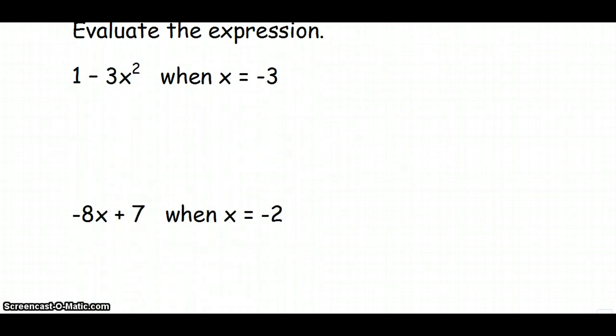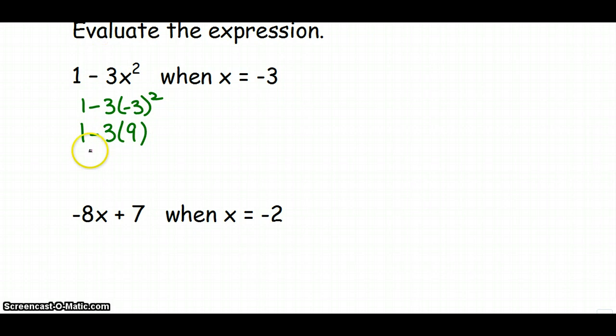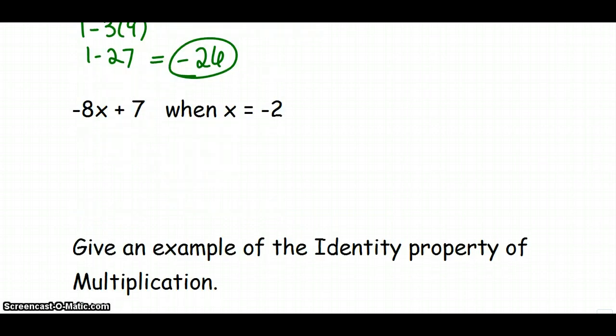Okay, now let's evaluate the expression. 1 minus 3x squared. I have 1 minus 3, x is negative 3, times negative 3 squared. I have 1 minus 3 times 9. 1 minus 27. Small number from the large number, keep the sign of the large. So I get negative 26.